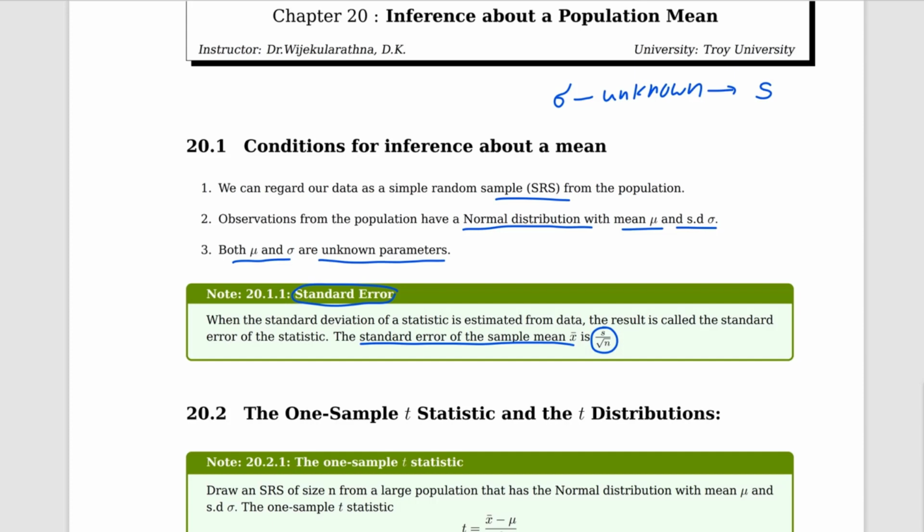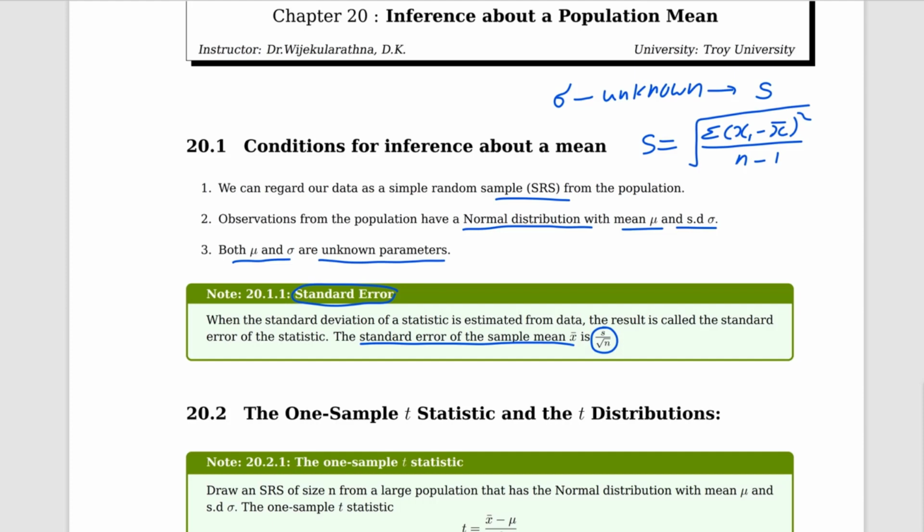What is sigma? Sigma is the population standard deviation. S is the sample standard deviation. S is the estimate of sigma. Therefore, we can use s. So, how do we calculate s? S is the square root of the summation of xi minus x bar to the power 2, divided by n minus 1.